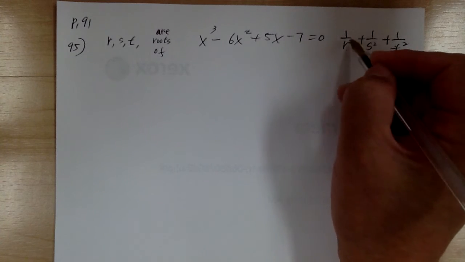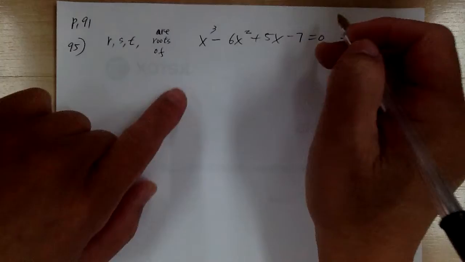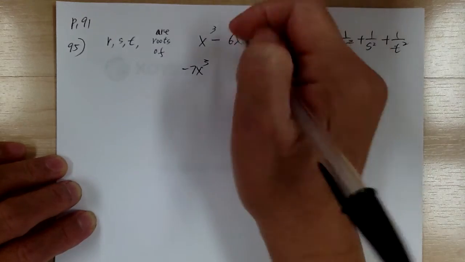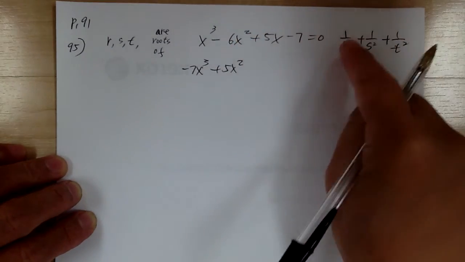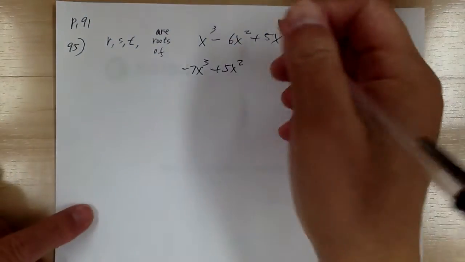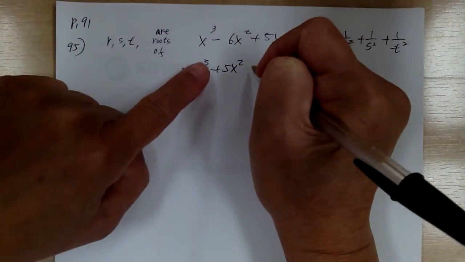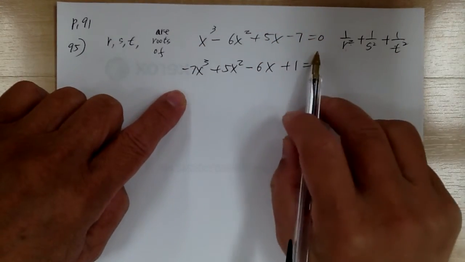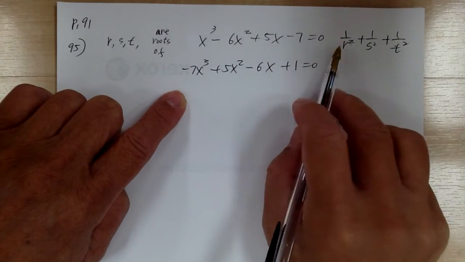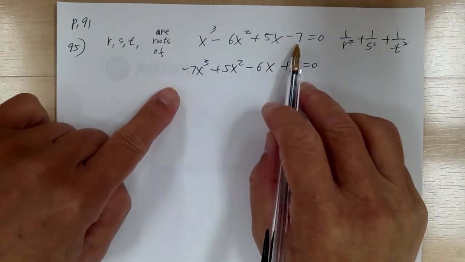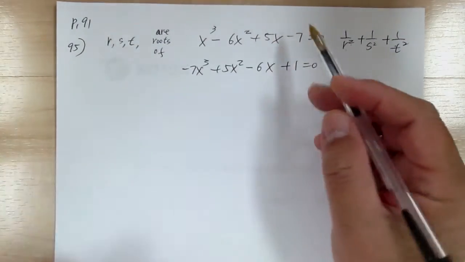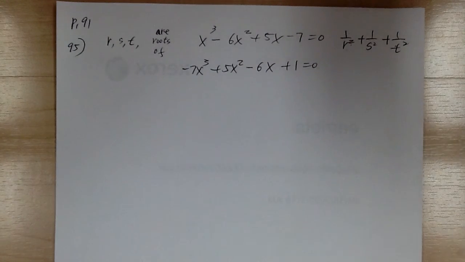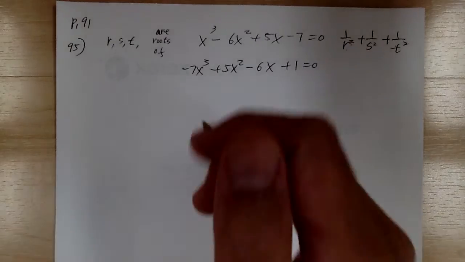So first let's go and find the reciprocal. For reciprocal you just reverse that. So you're going to get negative 7x cubed. So this number goes over here. Next one would be plus 5x squared. Reciprocal, you just reverse the coefficient, and then you're going to get minus 6x plus 1 equal to 0. Again, for the equation with the reciprocal roots you just reverse the coefficient. So -7, 5, -6, 1. Then once you do this, you can go and write the Newton's sum equation.